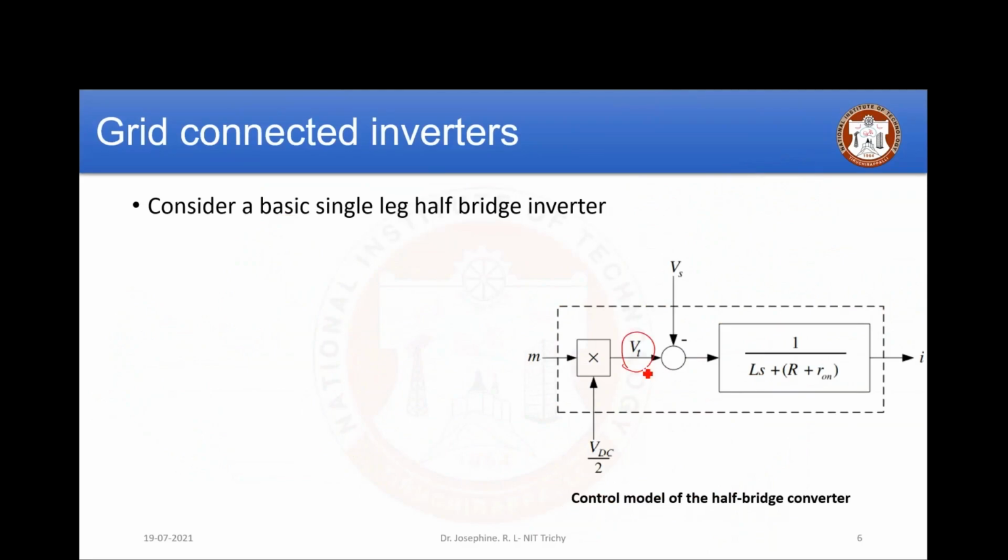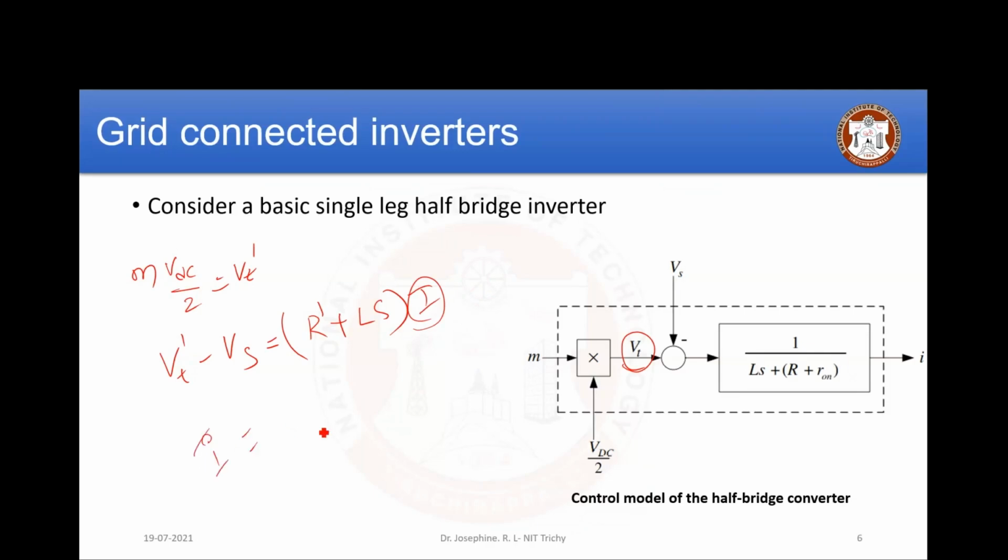If you just take this derivation, M into VDC by 2 is nothing but your Vt dash, the terminal voltage of the inverter, and Vt dash minus Vs is nothing but R dash plus Ls into I of S. If you take the Laplace representation, then if you want I, you simply have to divide 1 by (R dash plus Ls) into (Vt dash minus Vs). Yes, R dash means R plus R on.